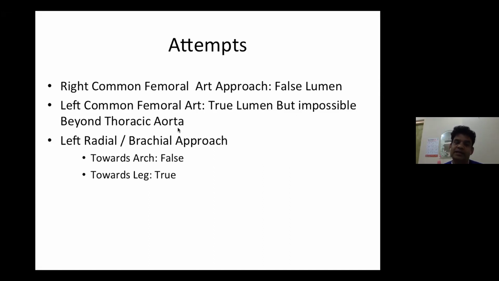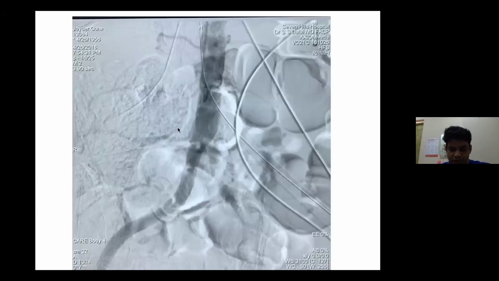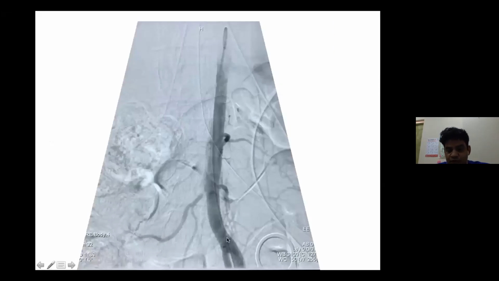Then what I did is I took the left radial and came down towards the arch, looked at the false lumen, and tried to go towards the true lumen in the leg. Let's look at this angiogram that we obtained during treatment of this patient. Here I'm going from the right side. I'm able to go up to this, but not beyond that. When I'm going through the left side, I'm just able to go up to some distance, but I can understand that it's in a false lumen because I'm not able to rotate my pigtail catheter.